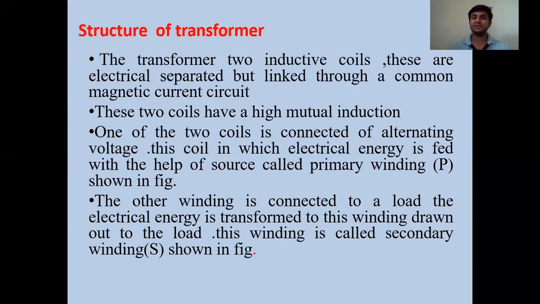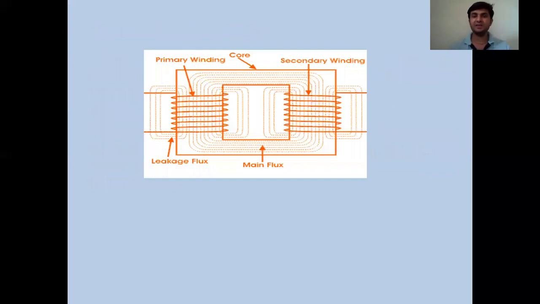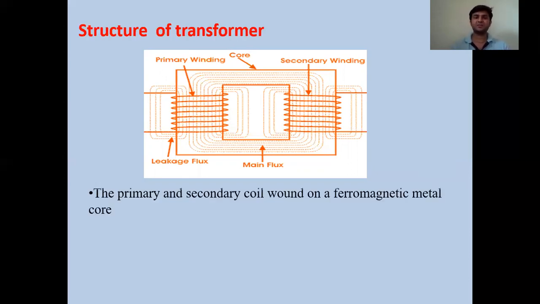The electrical energy is transferred to this winding and drawn out to the load. This winding is called the secondary winding. See here in this figure there are two coils: the primary winding, which is connected to the alternating source, and the secondary winding, which is connected to the load. These two coils are placed on a common magnetic circuit. This is the structure of the transformer.